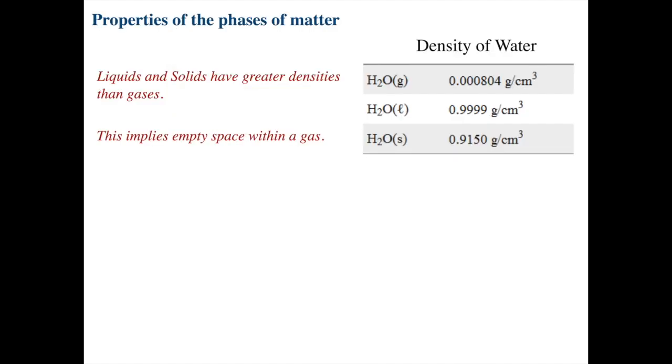One big difference between gases and the other two phases, liquids and solids, is the density. The density of gases is much less than that of solids and liquids. So if we look at water, for instance, liquid and solid water have similar relatively high densities compared to gas phase water.